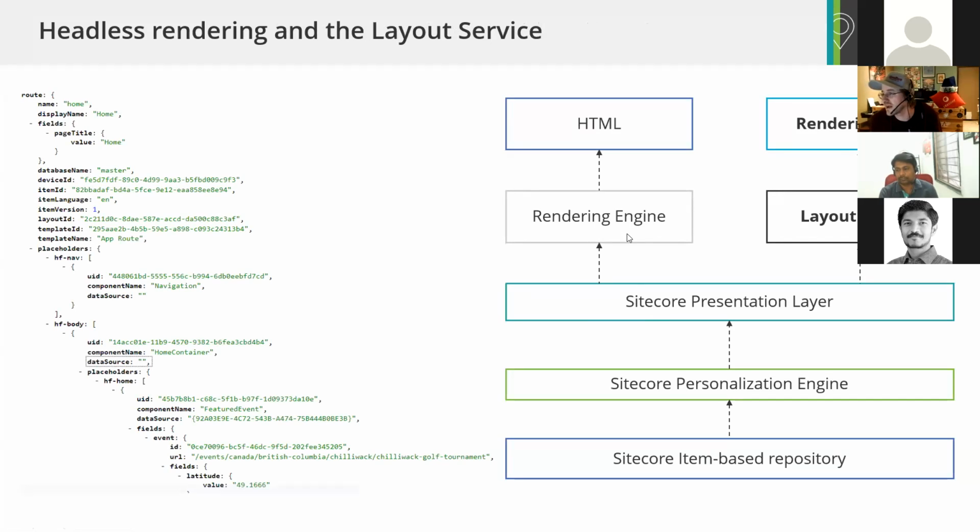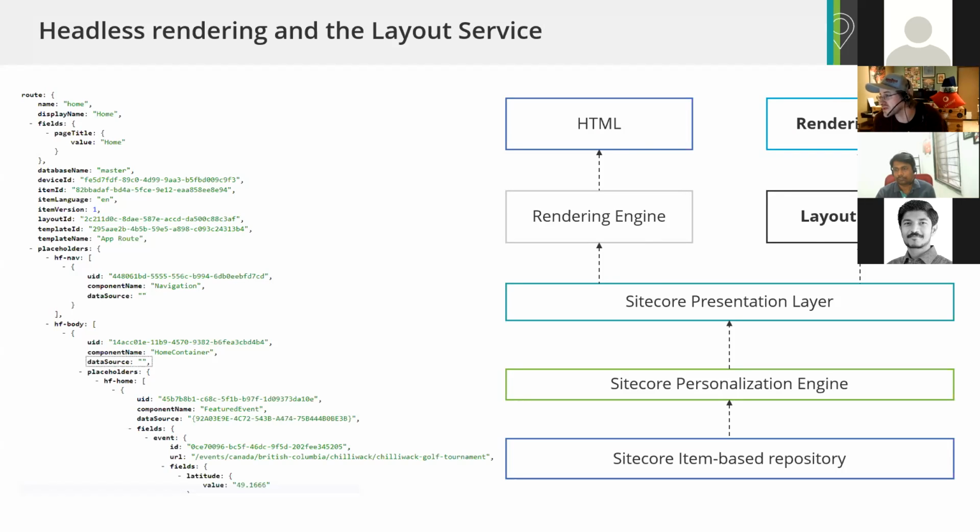We did have sort of coupled rendering. So the Sitecore rendering engine was outputting HTML direct from the CMS. You did all your development integrated into the Sitecore itself.